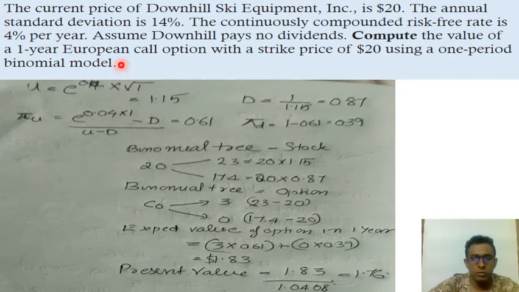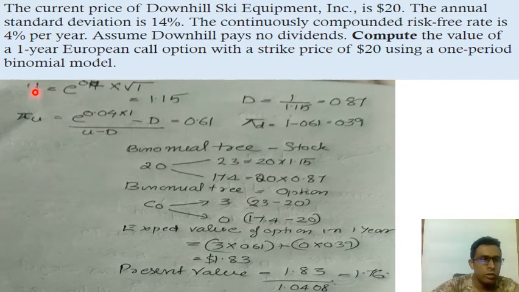So the problem with this binomial model is that it has not given us the upstate and downstate values. So first we'll have to compute that, and the probabilities of upstate and downstate are also not given, so we'll have to find out both. For upstate, we have the formula u is equal to e raised to sigma into root t, that will give us the upstate value. And the downstate value will be 1 divided by u.